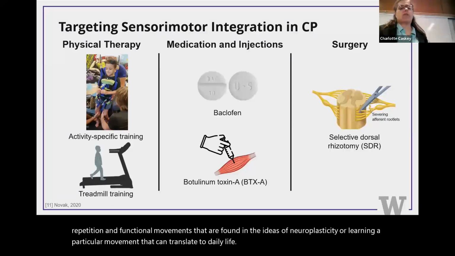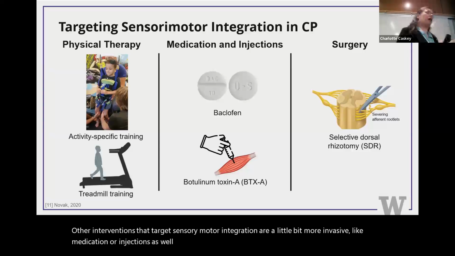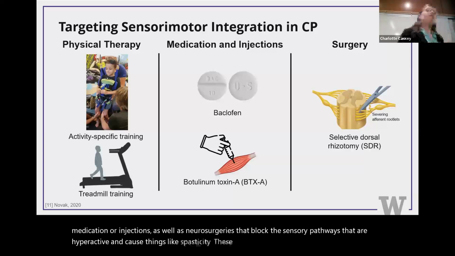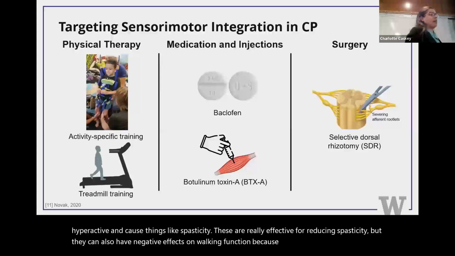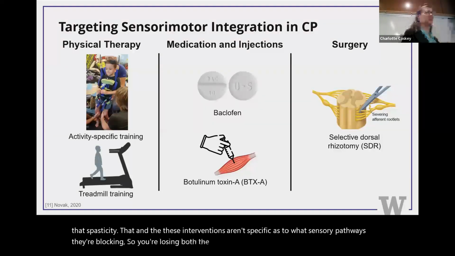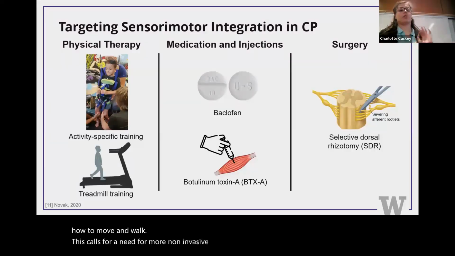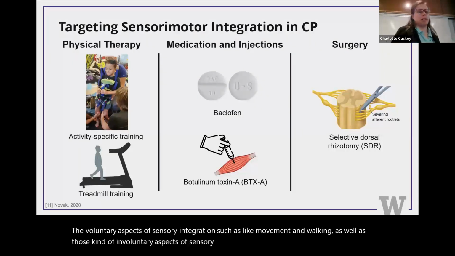Other interventions that target sensory motor integration are a little bit more invasive, like medication or injections, as well as neurosurgeries that block the sensory pathways that are hyperactive and cause things like spasticity. These are really effective for reducing spasticity, but they can also have negative effects on walking function because children learn to rely on that spasticity. These interventions also aren't specific as to what sensory pathways they're blocking. So you're losing both the hyperactive part and the part that you need to learn how to move and walk. This calls for a need for more non-invasive methods that can address both the voluntary aspects of sensory integration, such as movement and walking, as well as the involuntary aspects of sensory integration, like spasticity.